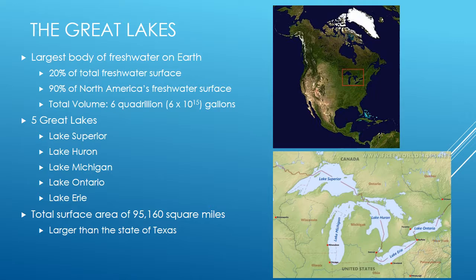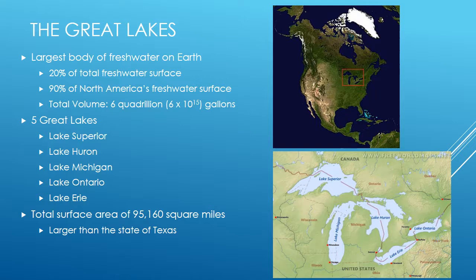So the Great Lakes are the largest body of fresh water on Earth. As you can see in the map on the top right, they're located in northeastern North America, in between the border of Canada and the United States. The Great Lakes contain 20% of the total freshwater surface on Earth and 90% of North America's freshwater surface, with a total volume of 6 quadrillion gallons. The 5 Great Lakes, according to volume, are Lake Superior, Lake Huron, Lake Michigan, Lake Ontario, and Lake Erie.